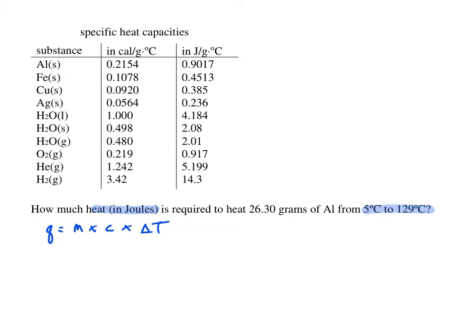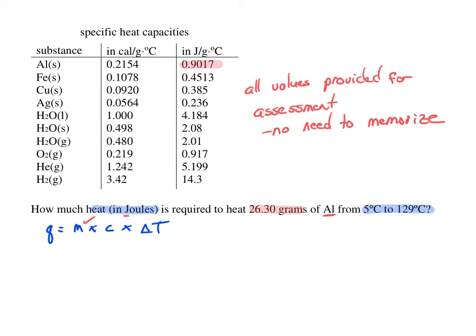Looking to the statement of the question, we see that we have a value for mass. We want our specific heat capacity related to the material, and we also pay attention to the units. So you want the specific heat capacity of aluminum expressed in joules, which is right here. Remember, no need to memorize. All these values were given on the assessments. So we know that we have our specific heat capacity value, and we can calculate our delta T.